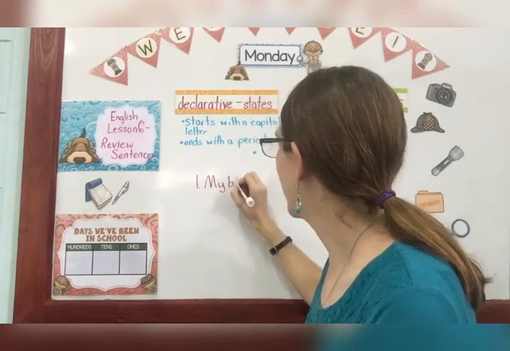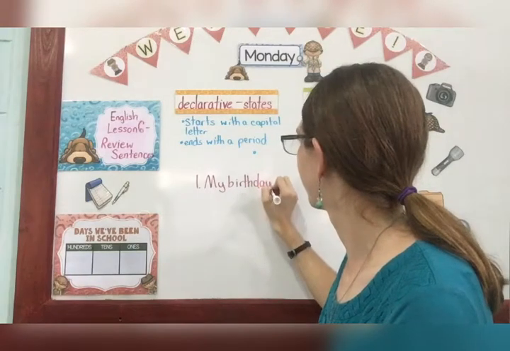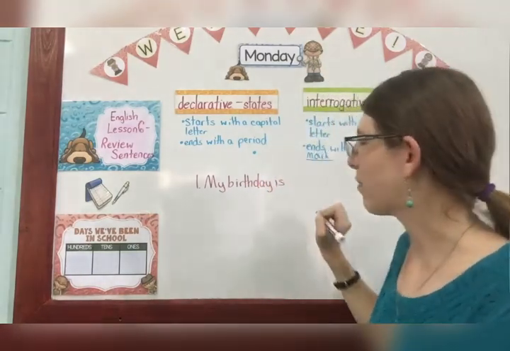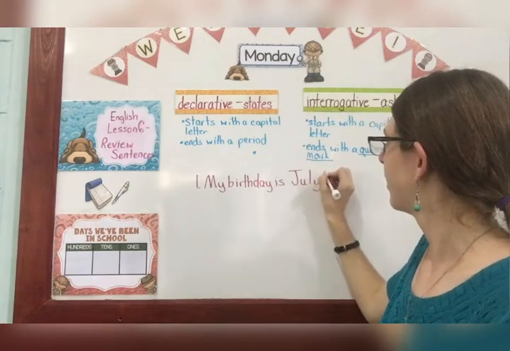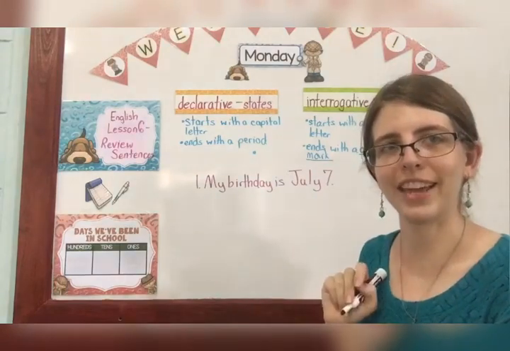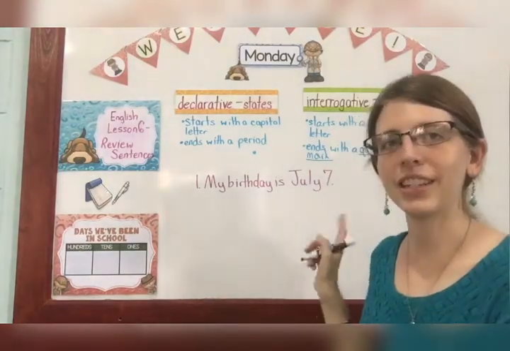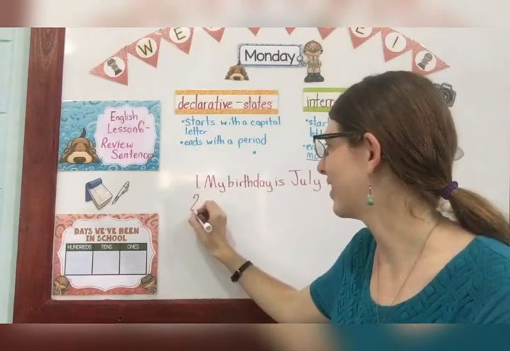So for number 1, I would say, my birthday is, and then I write the date, July 7th. That's my birthday. A very simple declarative sentence to answer your question, your interrogative sentence.